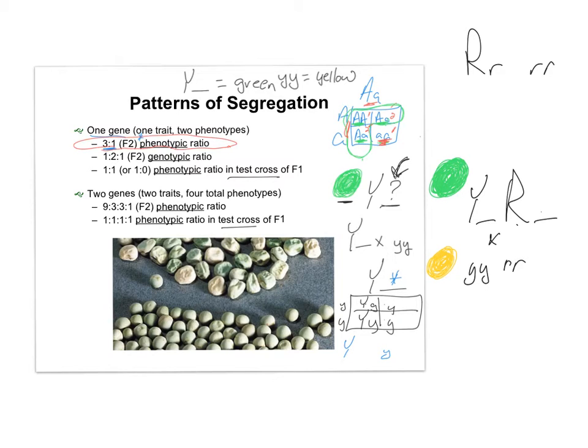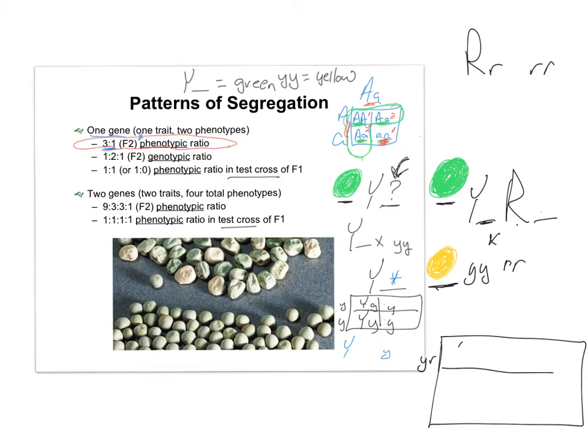Well, what are the possible gametes this one can make? This one can only make one gamete, little y, little r. So that's easy. That makes our life a lot easier. And the next question is, how many different gametes could this one make? Well, it would depend on what was the second gene.